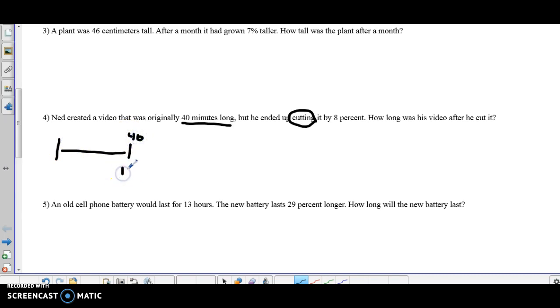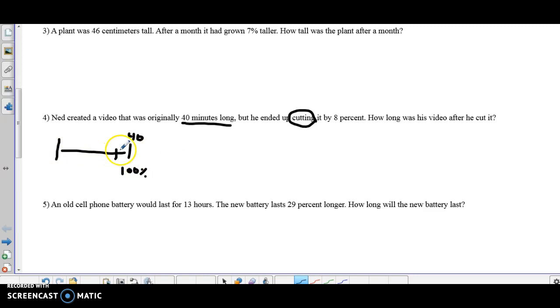That would be 100%. This time we're cutting, so I know it's going to be less than 40 minutes, or less than 100%. In fact, they cut it by 8%. So I'm going to draw a little line here. So I know this much of the video is still there. We're going to eliminate this much.